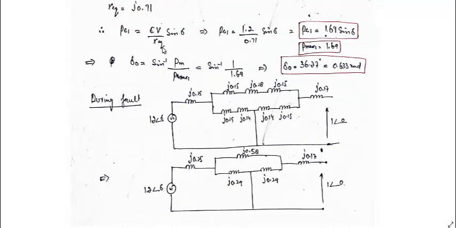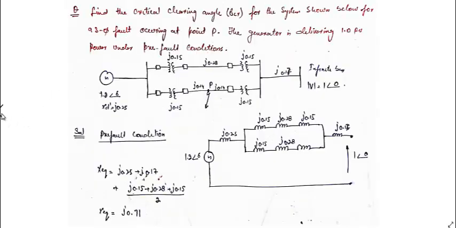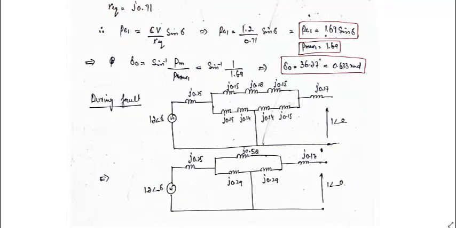PE1 will be equal to EV by X equivalent sine of delta. So PE1 is equal to 1.2 divided by 0.71 sine of delta, which comes out to be 1.69 sine of delta. Here P max 1 will be equal to 1.69. Here E is equal to 1.2 and V is equal to 1. You will require this in the equation.